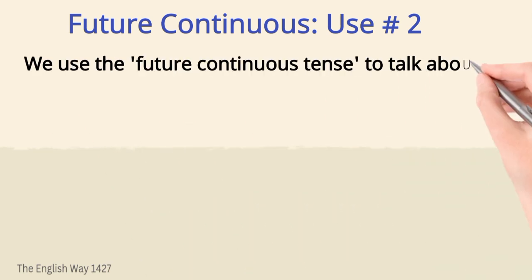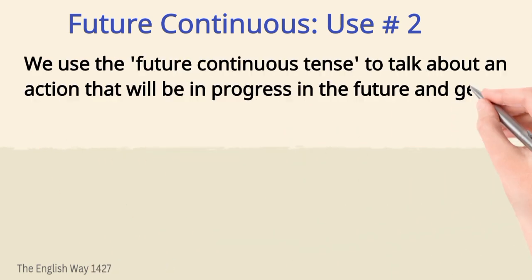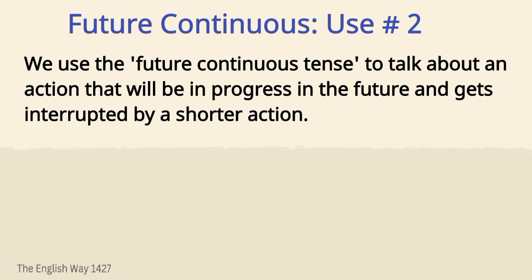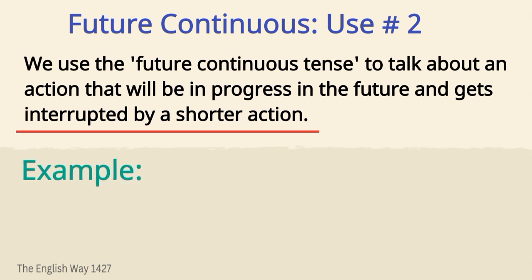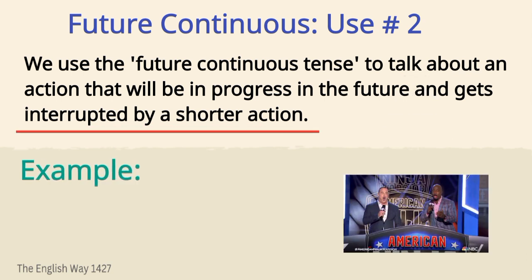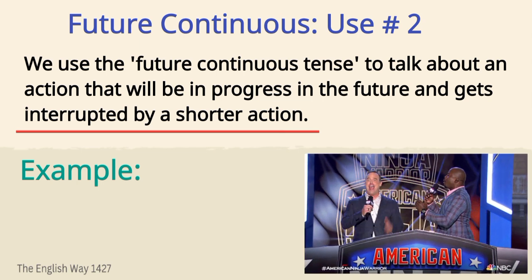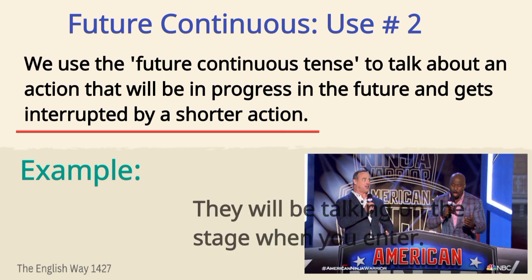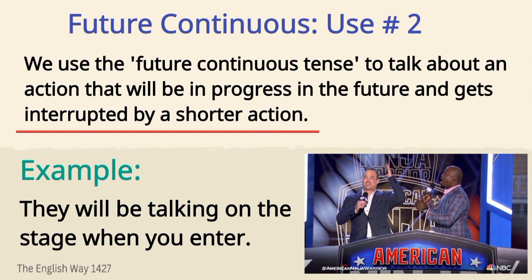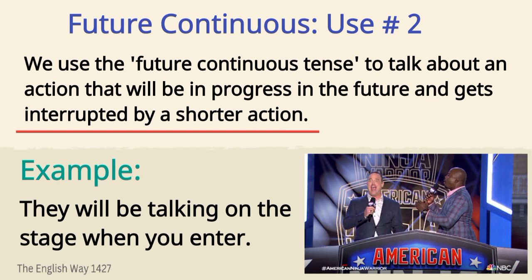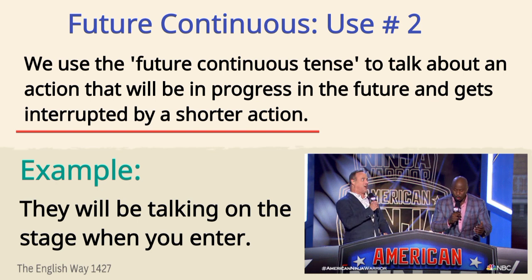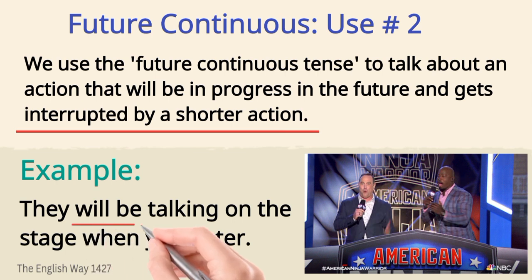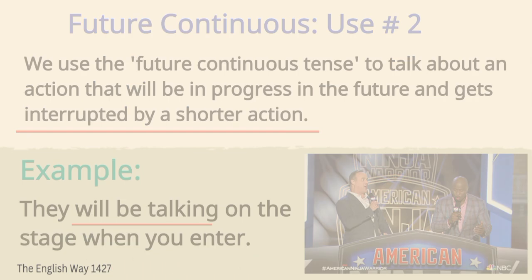Future continuous, use 2. We use the future continuous tense to talk about an action that will be in progress in the future and gets interrupted by a shorter action. Look at the example. They will be talking on the stage when you enter.